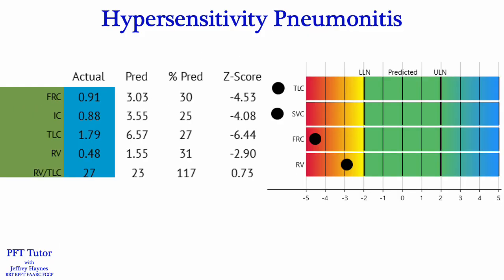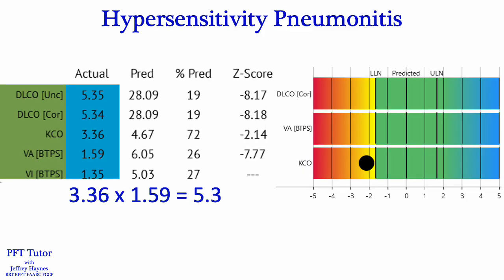Lung volume testing also confirmed restriction with a TLC 6.4 z-scores below 0. Both his KCO and his VA are below the lower limit of normal. In fact, his VA is so low it doesn't even fit on the z-score graph. So if we take the KCO of 3.36, multiply it by the VA of 1.59, you get a DLCO of 5.3 with a z-score over 8 scores below 0. It's also off the scale on the z-score chart.